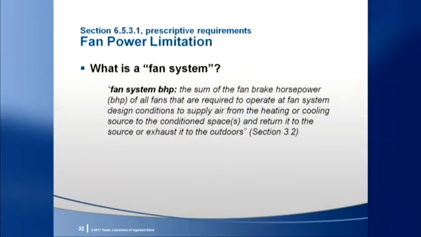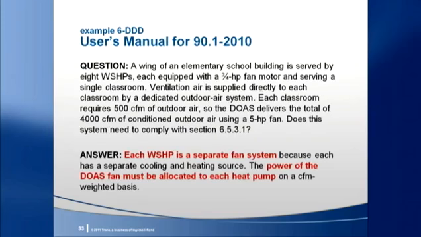Next, to determine how the 90.1 fan power limitation affects dedicated outdoor air units, we first need to look at the definition for a common phrase used in 90.1, and that phrase is fan system. This slide shows the definition of fan system brake horsepower. In short, it's the sum of all fan horsepower that is used to move air to or from the space. This example from the 90.1 User's Manual further explains that the dedicated outdoor air fan horsepower must be apportioned to the space or spaces to which it supplies air.